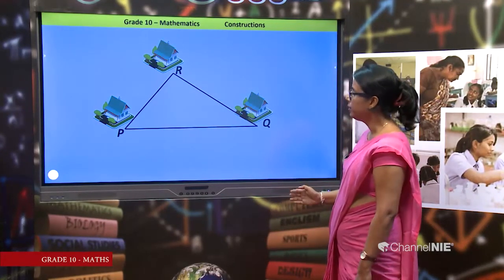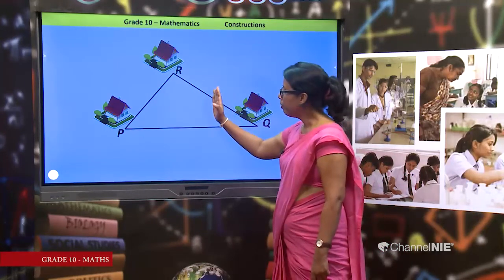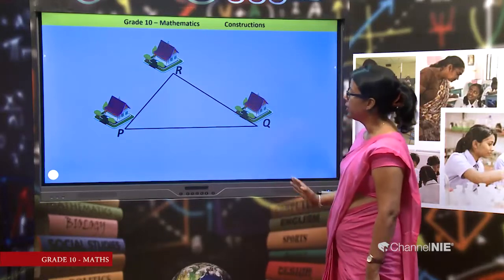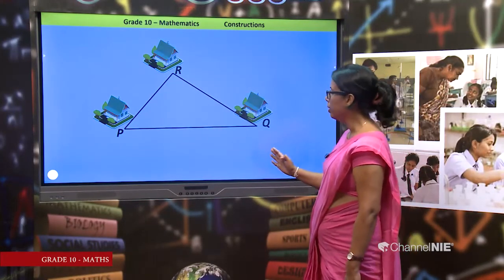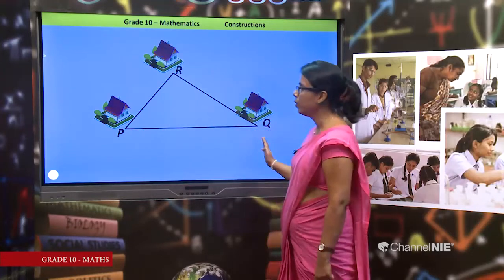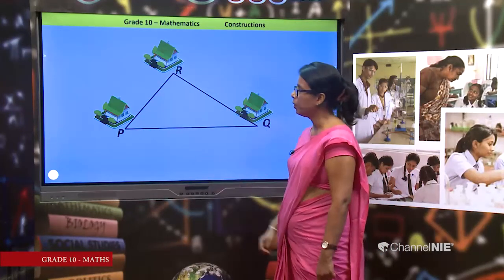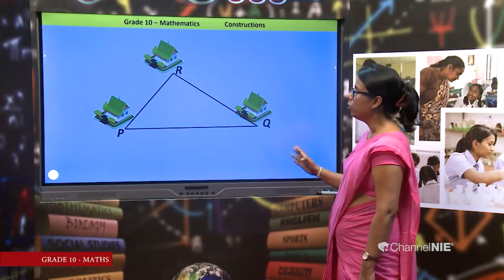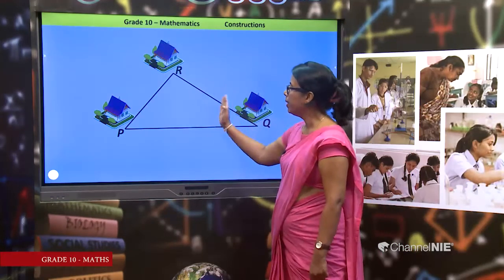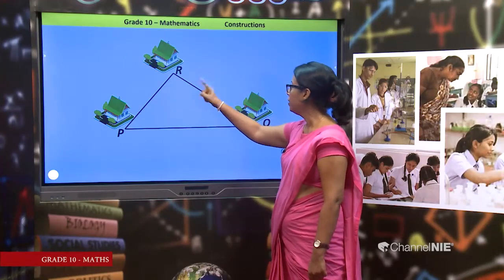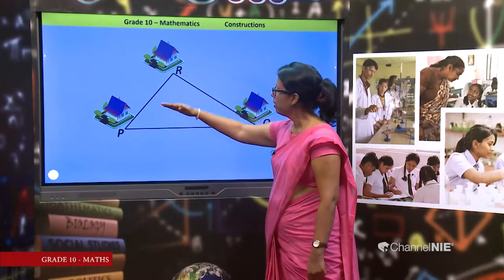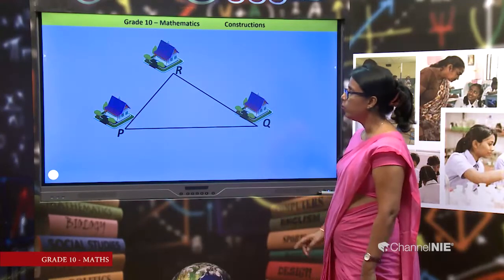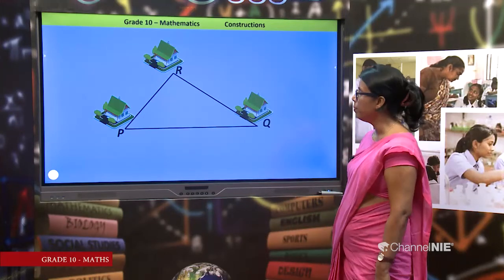So let's construct first the locus of a point moving equidistant to P and R. Let's construct the locus of a point moving equidistant to P and Q. So that means we need to construct the perpendicular bisector of PQ. Next, you don't want to construct the perpendicular bisector of PR as well as RQ. You only want to construct one perpendicular bisector.